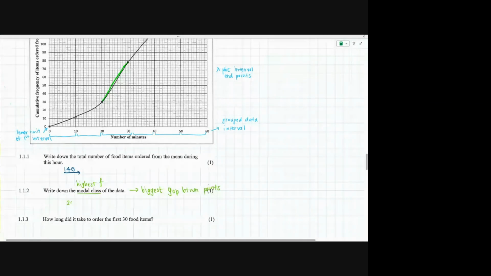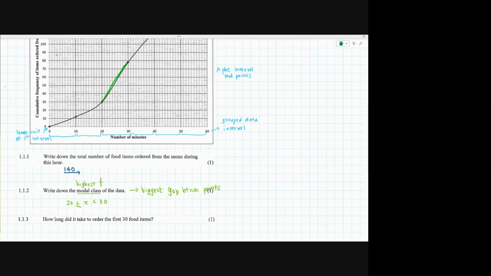So 20 to 30, and remember, like I said, we generally include the first one, exclude the next one, and then for the next interval, we would include the 30, exclude the 40, next one, include the 40, etc. Right, that's it. Modal class, biggest gap, look for that, write it down.